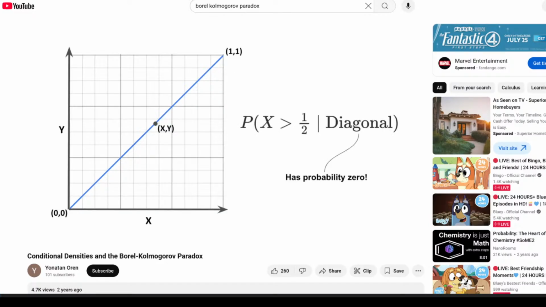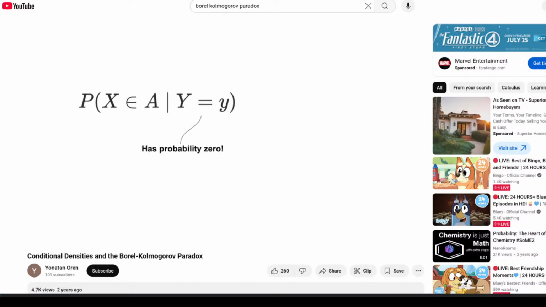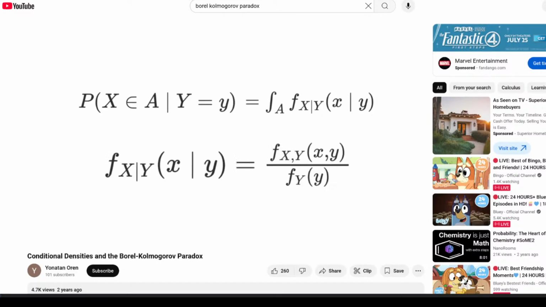If we wanted to calculate, say, the conditional probability that the x-coordinate is larger than a half, given that the chosen point is on the diagonal, we would need to condition on an event of probability 0. In fact, whenever we want to condition on events concerning continuous random variables, we'll often have to work with events of probability 0. Our solution to this is to define this probability as the integral of a conditional density, where the conditional density is given as the ratio of the joint density of x and y and the marginal density of y.